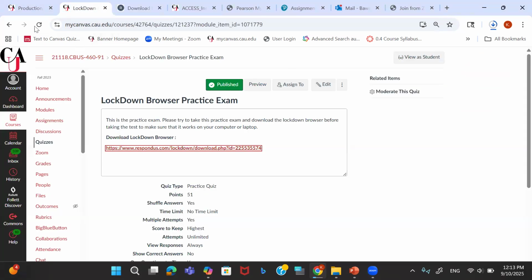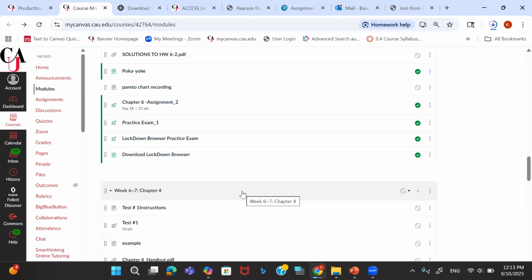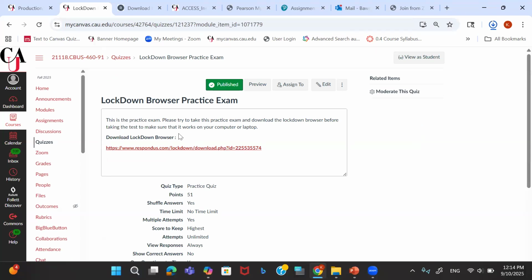I am sure I will have students after the test. They will tell me, oh, I couldn't take the test because I have problems with the lockdown browser. So I will post this recording and remind you: if you have problems with the lockdown browser, solve the problem before the test. We have 2 weeks until the test, at least 2 weeks. So again, make sure you download this on your computer or laptop before the test.